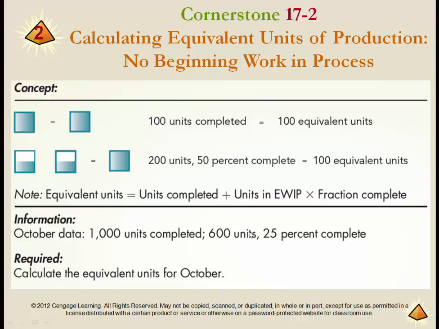Now let's look at this bottom part. I don't know why they're together, but they shouldn't be. It says you have 1,000 units completed, so this relates to the top one, and you have 600 units that are 25% complete. So you take 600 times 0.25, which gives you 150 equivalent units. That's going to be our calculation for equivalent units.